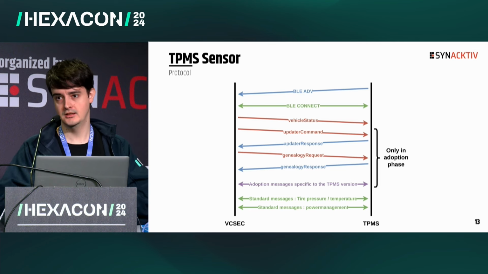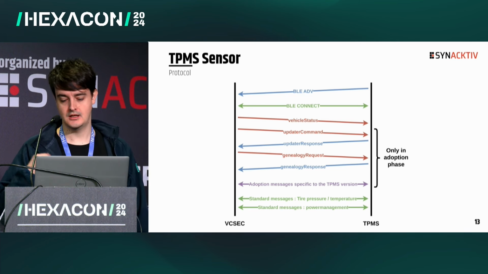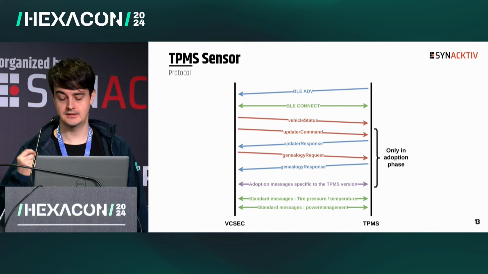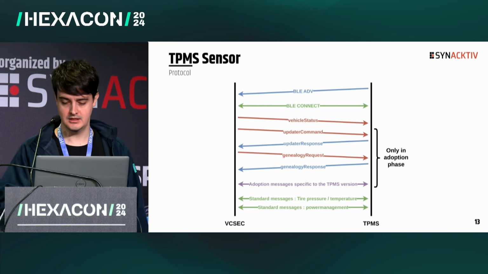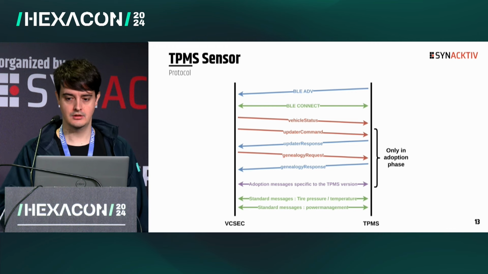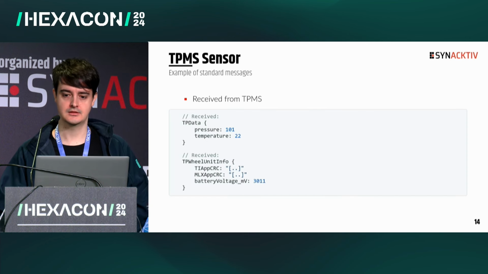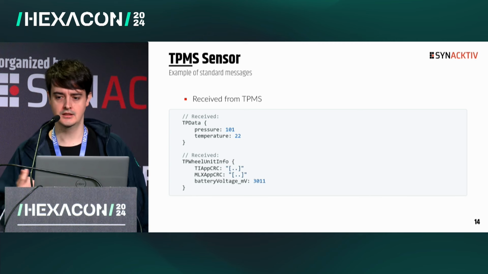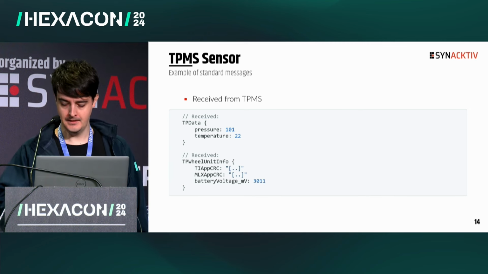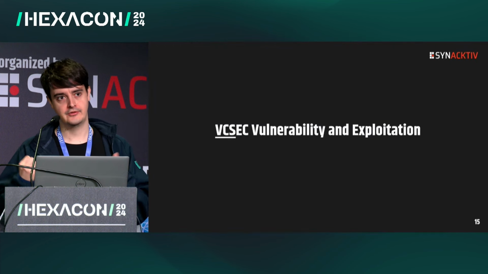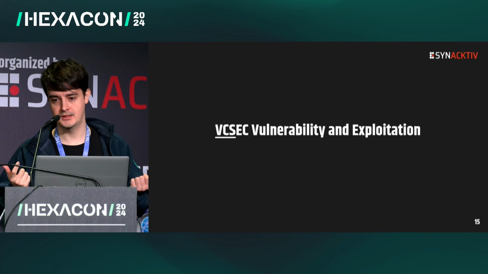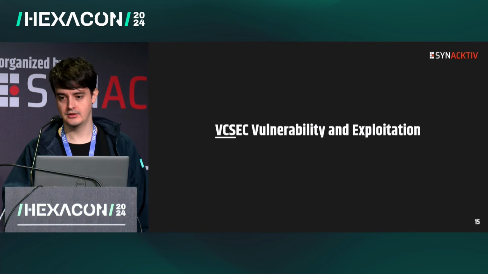But usually, in most cases, the TPMS is already enrolled, and so VCSEC will only exchange standard messages, such as tire pressure, temperature, and other messages, as we can see on this slide, where we decoded some protobuf sent from a real TPMS to see the structure of messages. So now we know both about VCSEC and about the TPMS, so we can start looking for vulnerabilities.